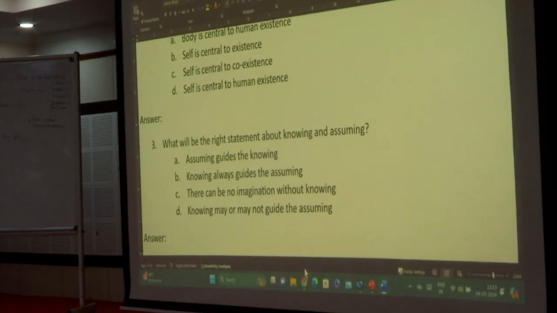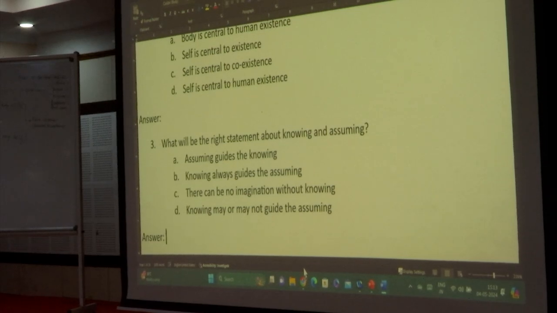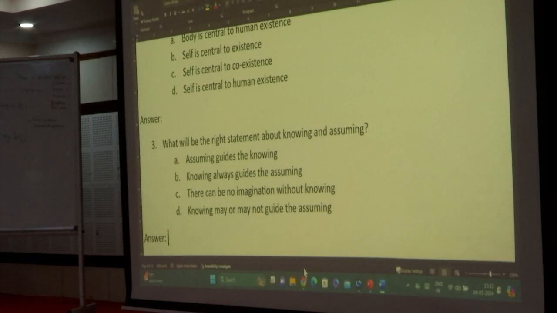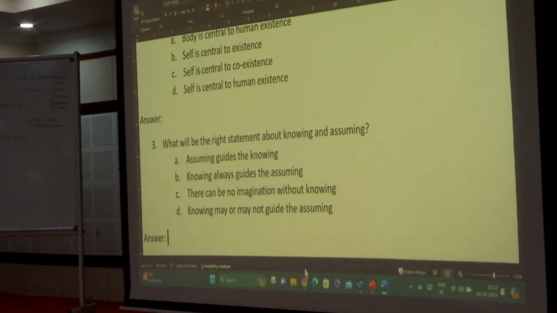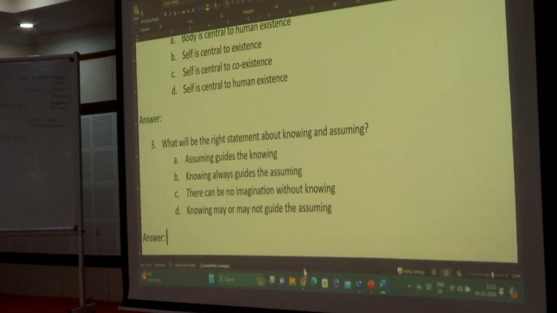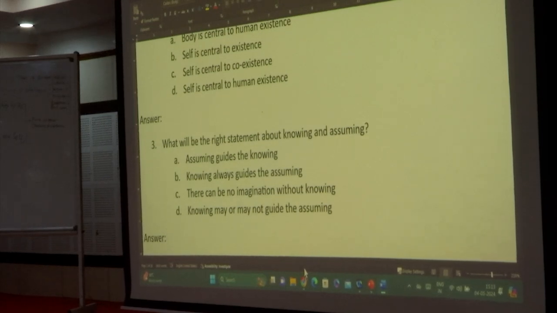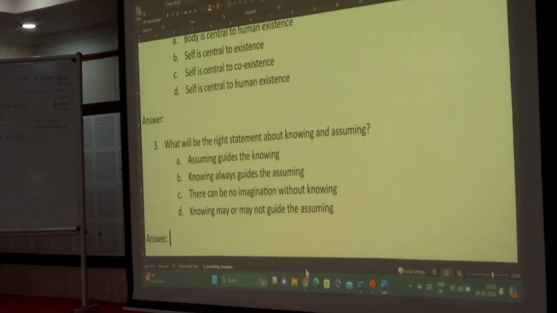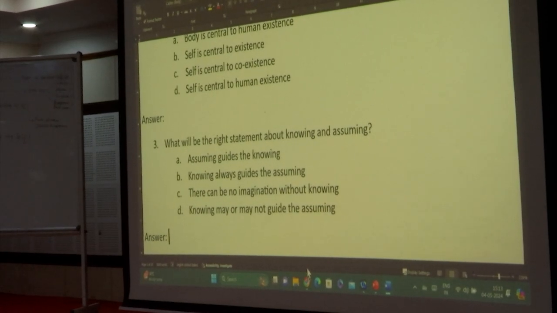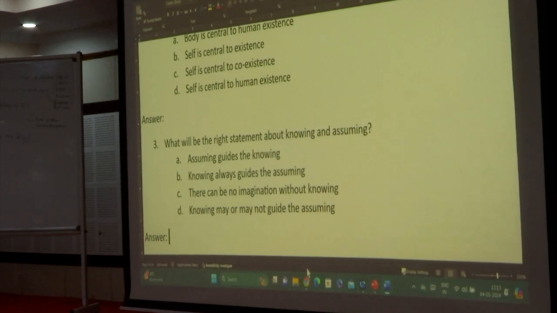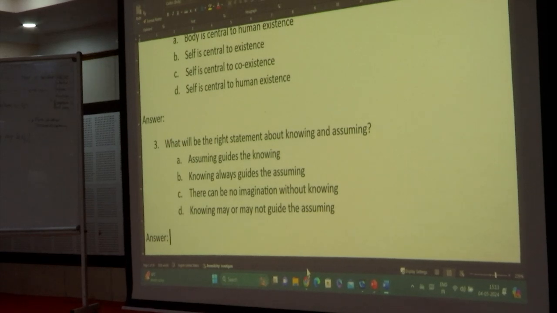Knowing always guides the assuming. Knowing may or may not be guided by assumptions. B, Baya. Knowing always guides the assumption, assuming. So, what is the right answer? B for ball.